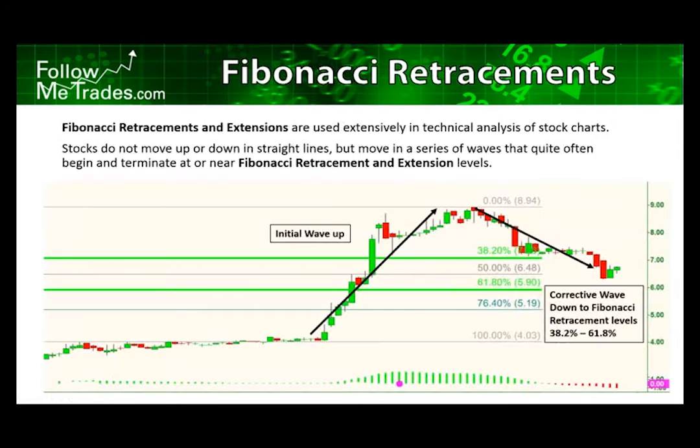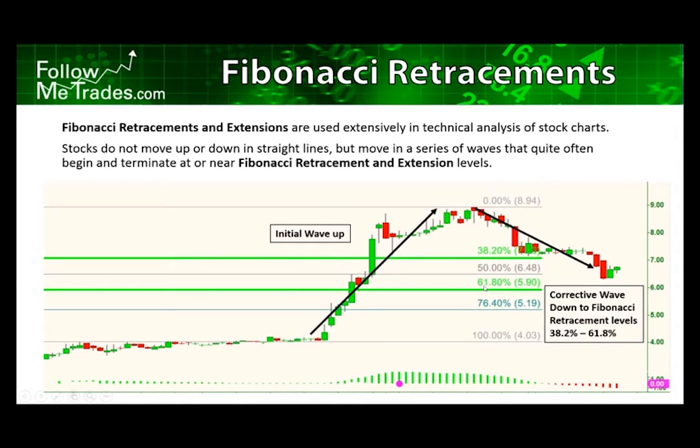So how does this work? Fibonacci retracements are used extensively in technical analysis of stock charts. Stocks do not move up or down in straight lines, but in a series of waves that often begin or terminate at or near Fibonacci retracement or extension levels. You can see we had a strong initial wave up, and then a move down, right down into a Fibonacci retracement area between 38.2 and 61.8.